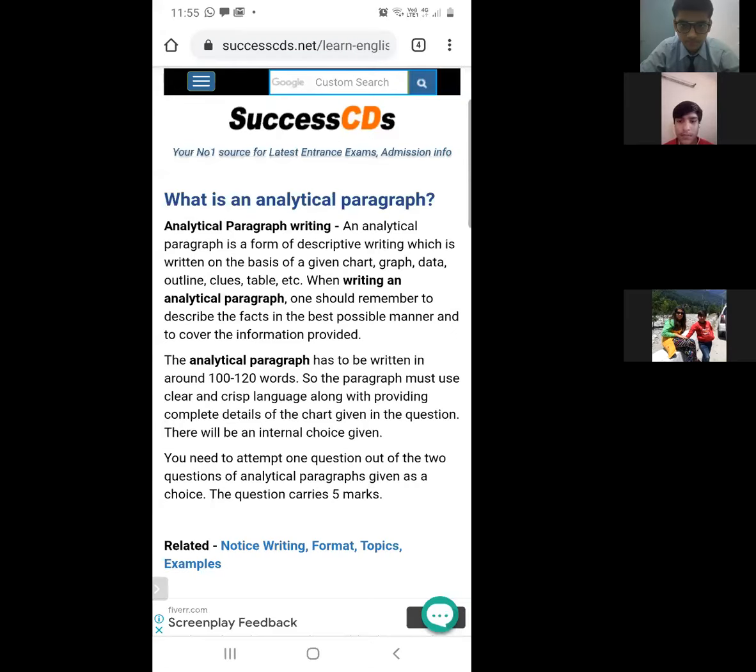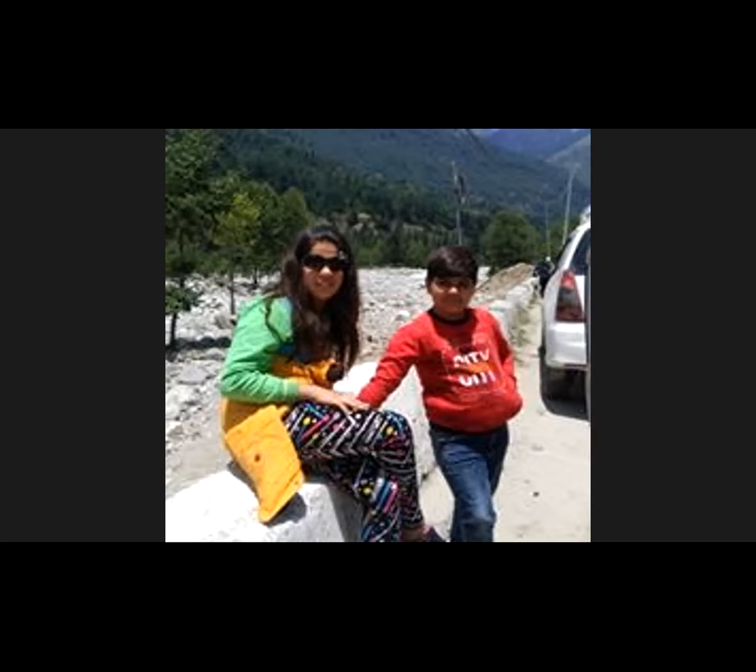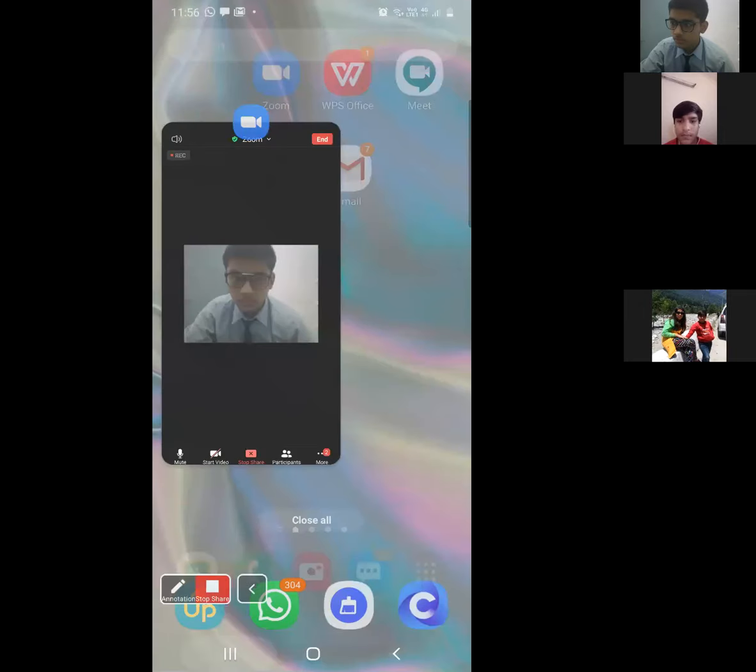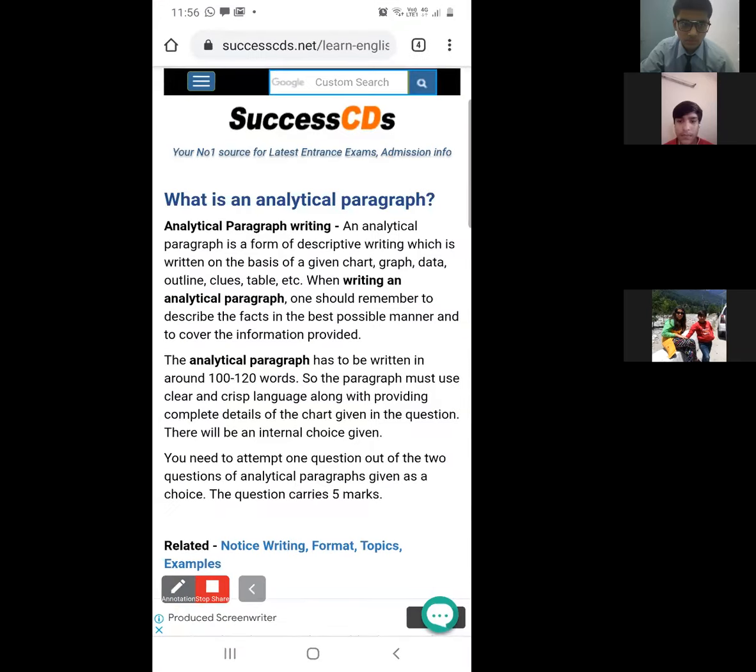Starting with what an analytical paragraph is, please understand first of all what it is and how the question will come, how you're going to present your answer. Analytical paragraph writing is a form of descriptive writing which is written on the basis of a given chart, graph, data, outline, clues, table, etc.